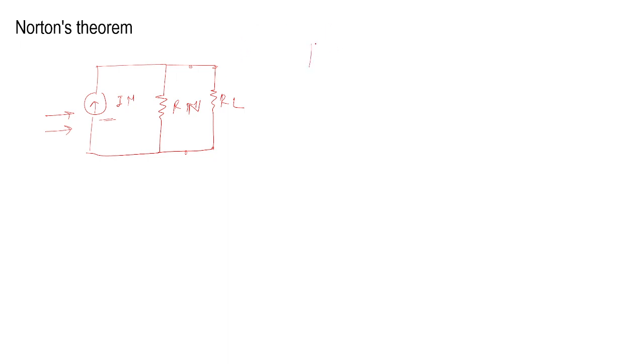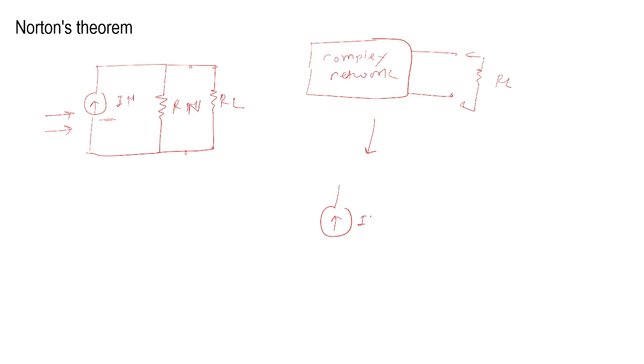समजा एखादं कॉम्प्लेक्स नेटवर्क असेल. So this is your complex network. In this complex network there will be RL. This is your RL. That network is getting converted into one current source, that is IN in parallel with one resistance, this is called as RN. Again you are able to reconnect your RL as it is.